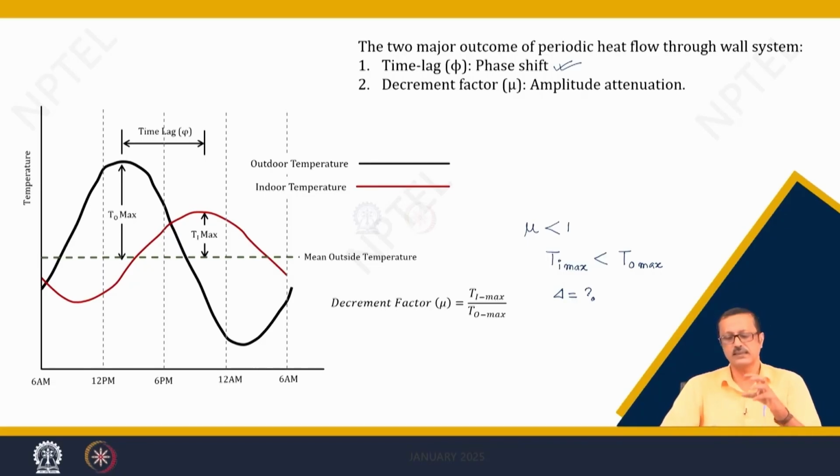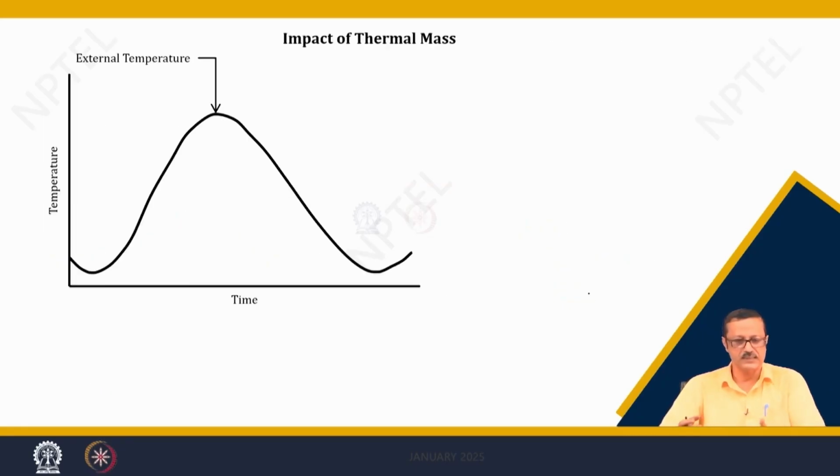As and when we see this mu is very low, that means it has a higher damping capacity, so it will be better for our application in the building. We will target a high time lag and also a low mu value. So, what is the impact of this thermal mass, which is actually going to govern this time lag and this decrement factor?